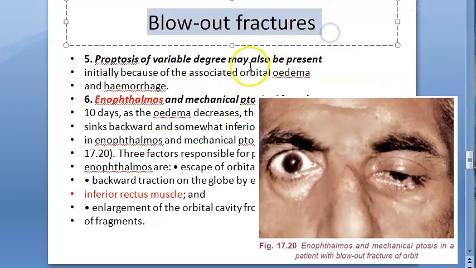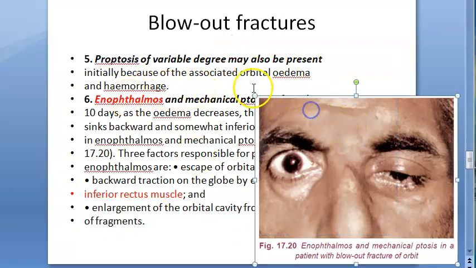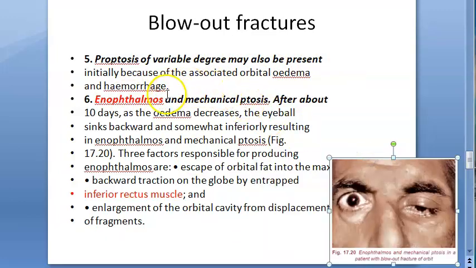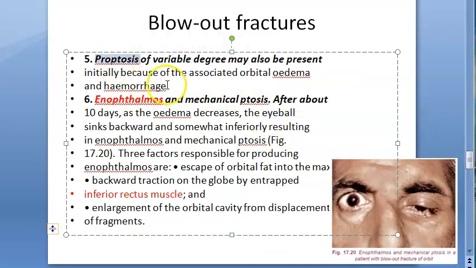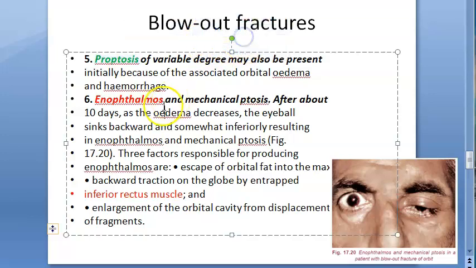Blowout fractures, we are still continuing with clinical features. Proptosis of variable degree may also be present. Then enophthalmos also can be present. But how can both of these be present at the same time, right? Okay, initially it is proptosis. It looks like it has popped out. Because of the edema and hemorrhage, initially there is proptosis, it is seemingly popping out.